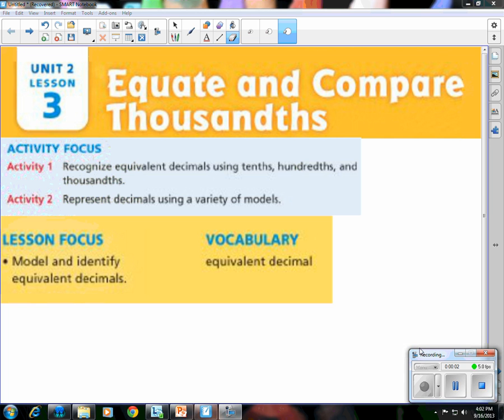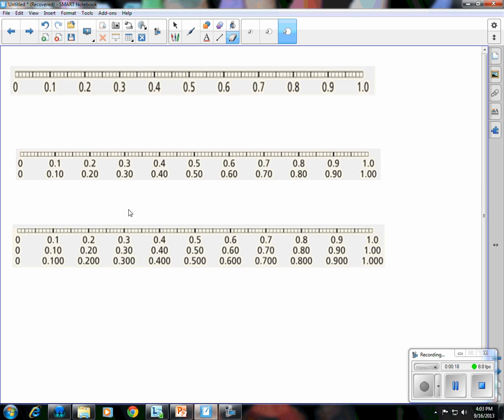This is Unit 2, Lesson 3, equal and comparing thousands. So we'll talk about the decimal places, tenths, hundredths, and thousandths, and how we can represent them. So just equivalent decimals. Again, the word equivalent just means equal. You guys kind of know what decimals are at this point, right? Any number that has a decimal point in it. So we're going to look at some of these numbers and think about equivalent decimals.